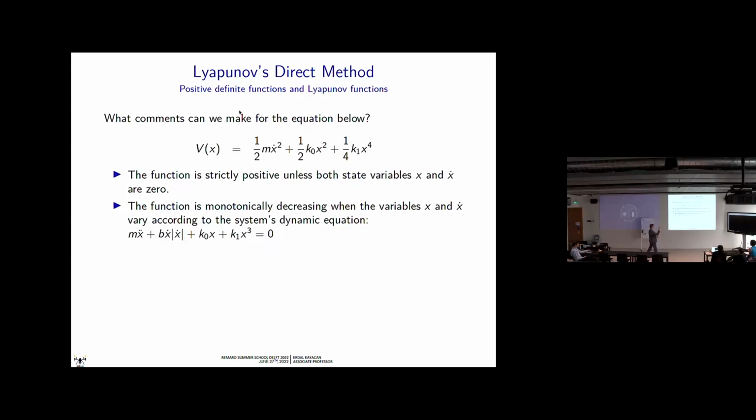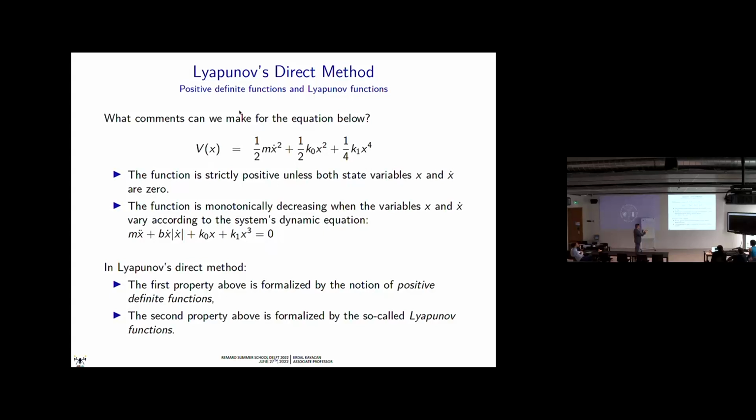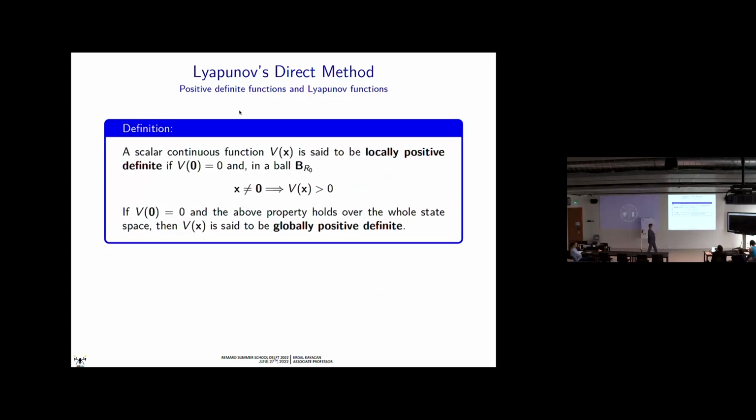So the conditions of this function. The first property of the Lyapunov function is formalized by the notion of positive definite functions. So we have to understand what a positive definite function is. Then the second property is formalized by Lyapunov functions. So if a function is positive definite and its derivative is smaller than 0, then it's a Lyapunov function.